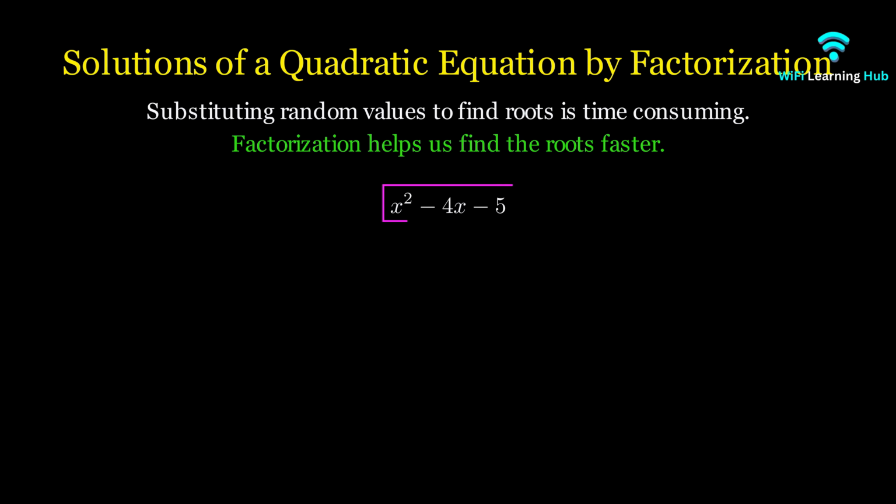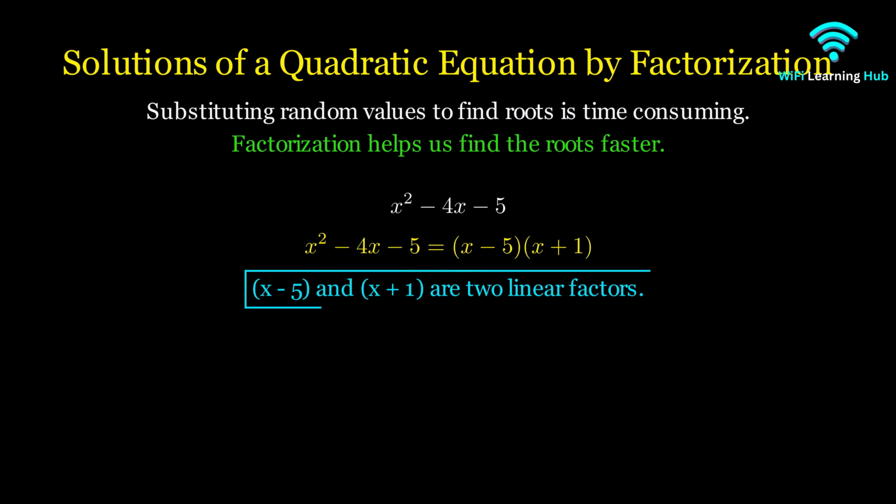Consider the quadratic expression x squared minus 4x minus 5. This expression can be written as (x minus 5) multiplied by (x plus 1). Here, x minus 5 and x plus 1 are two linear factors of the quadratic polynomial.